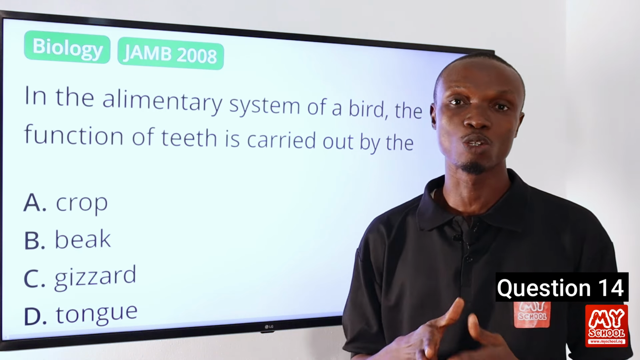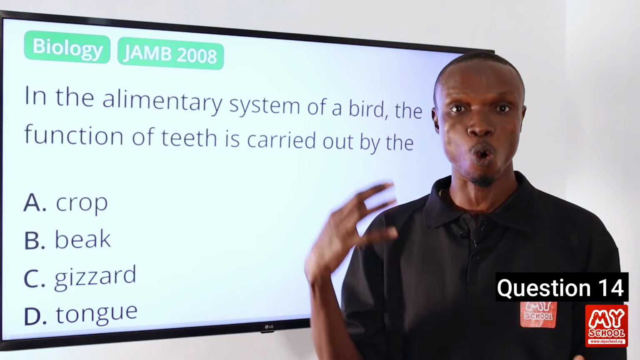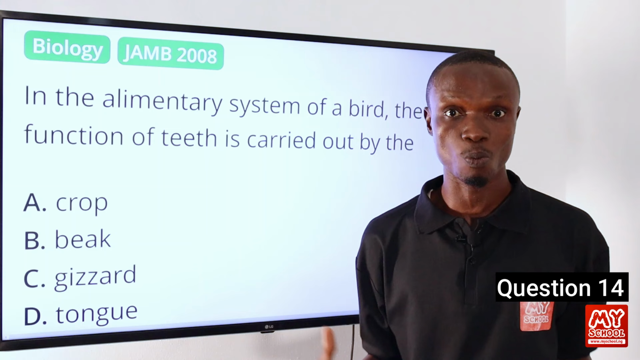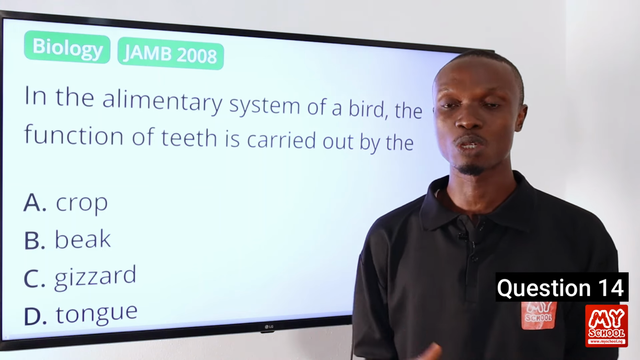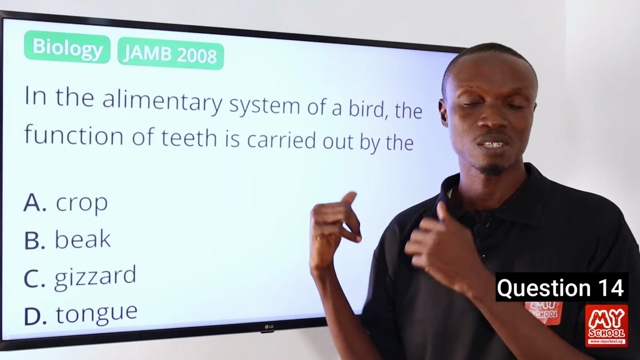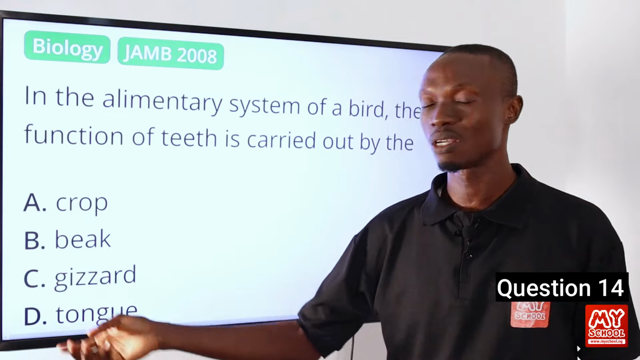Birds don't have teeth unlike animals. So what they do is that they swallow their food whole. And the gizzard, which is the muscular part of their stomach, grinds this food so that they can digest it. So the part of the alimentary system of the bird that serves as teeth is the gizzard. That makes option C the correct answer to this question.